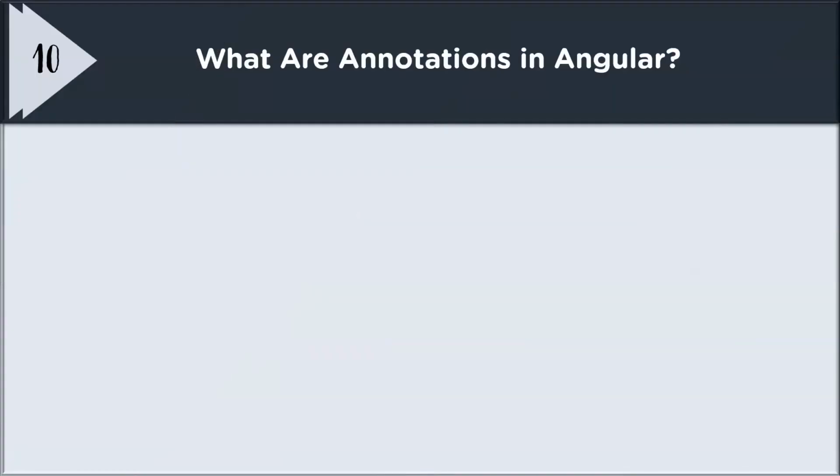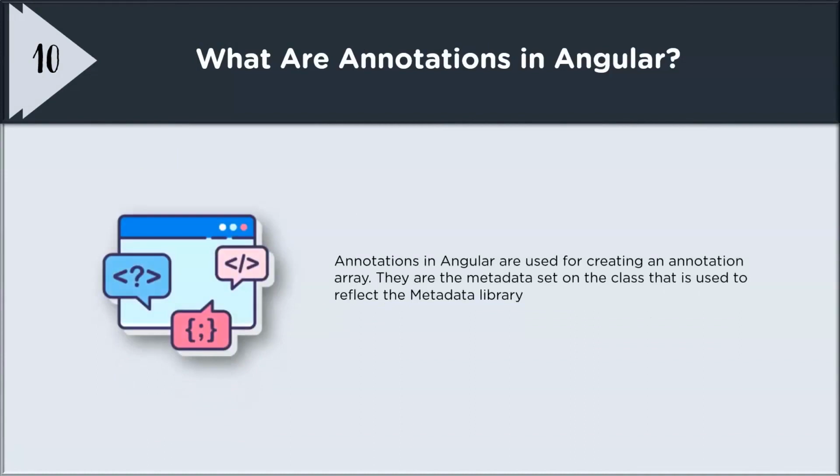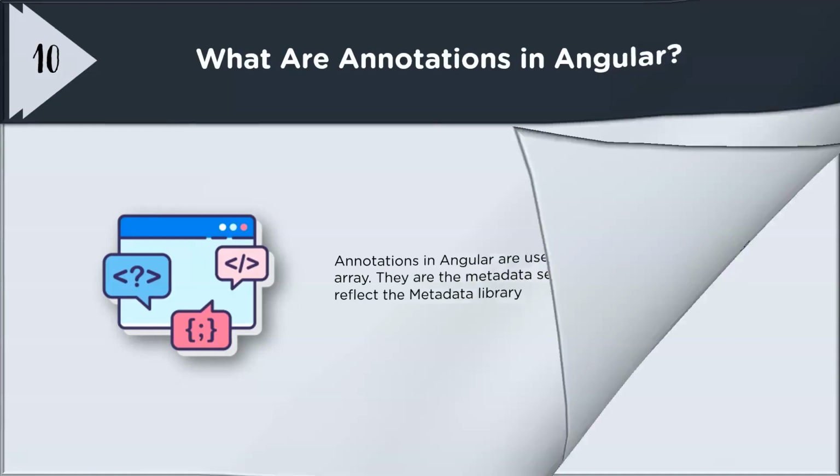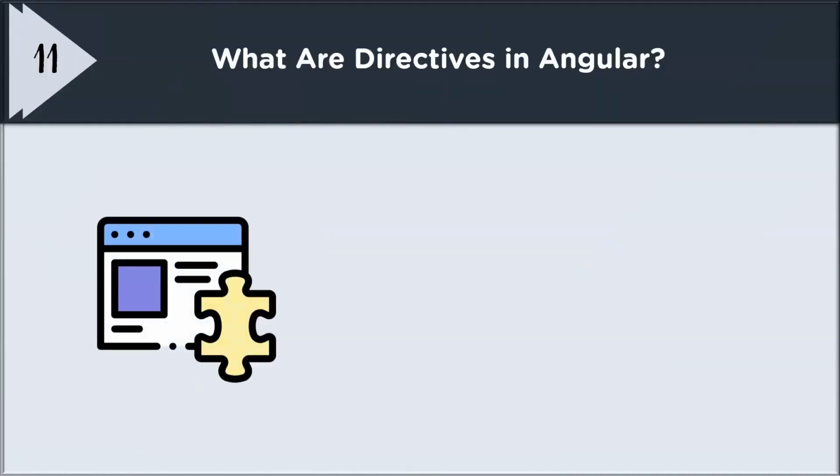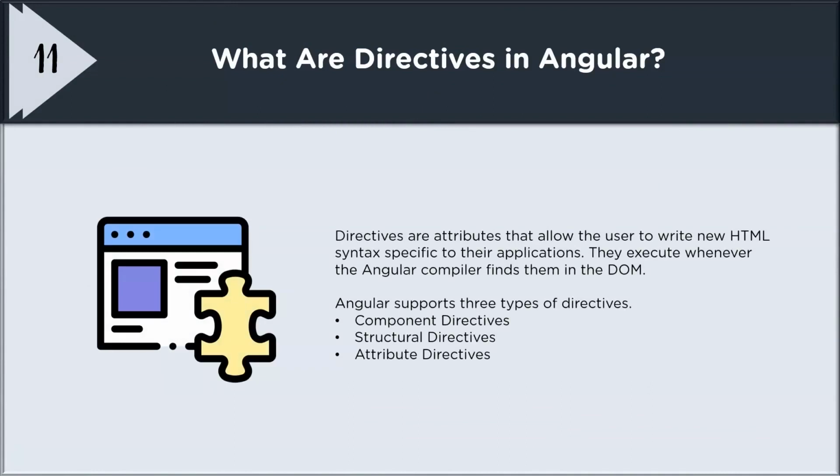Next question is what are annotations in Angular? Now, these annotations are used to create an annotation array. They are basically the metadata set on the class that is used to reflect the metadata library. What are directives in Angular? Directives are attributes that allow the user to write new HTML syntax specific to their applications. Now, these execute whenever the Angular compiler finds them in the DOM. Now, again, Angular supports 3 different types of directives. There are component directives, attribute directives, and structural directives.